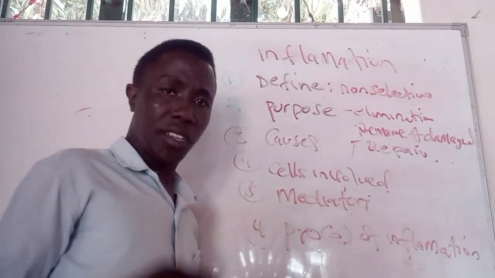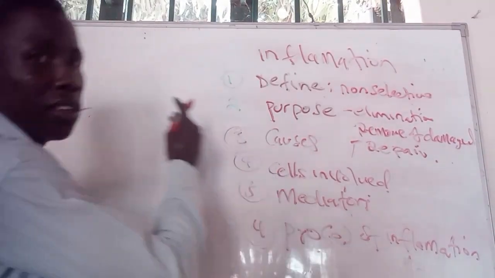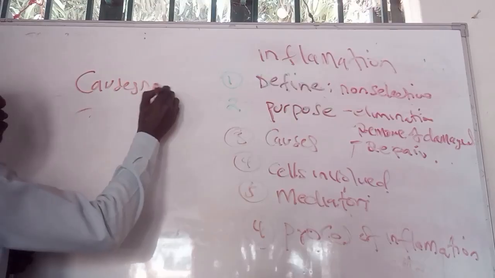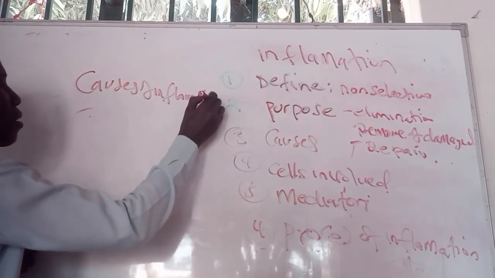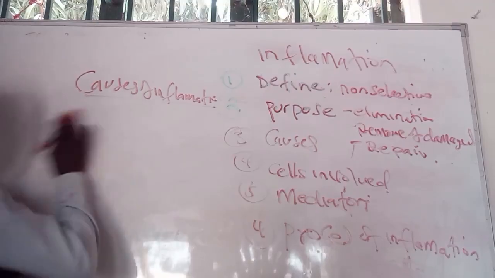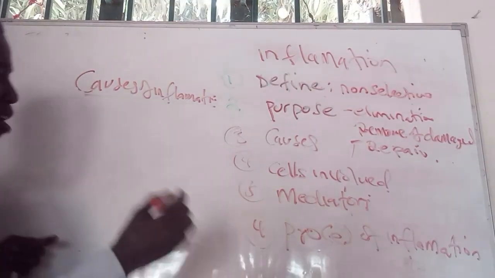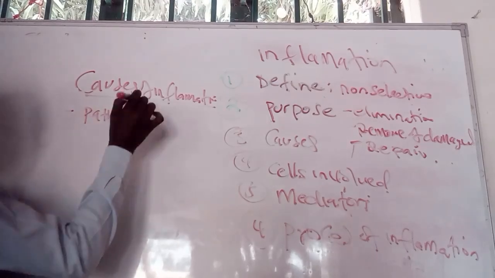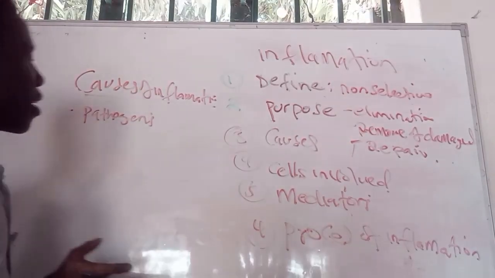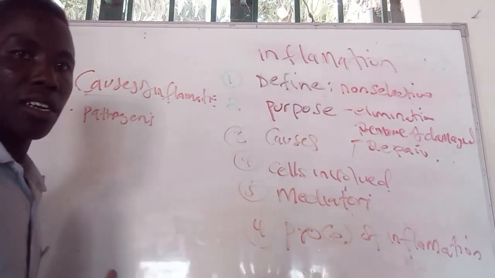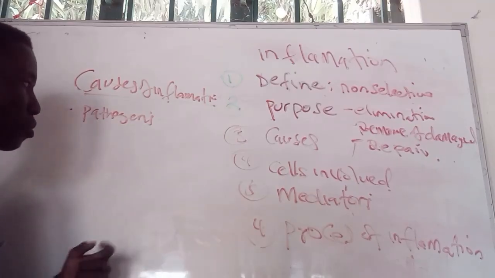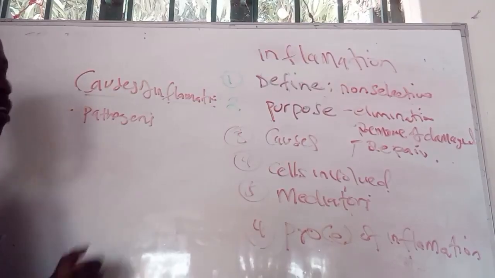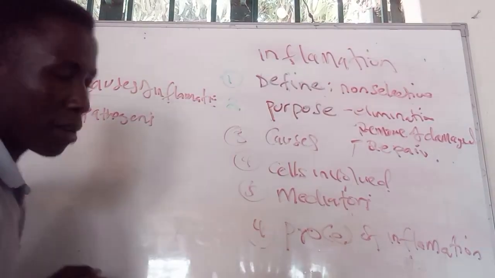Now, we're looking at the causes of inflammation. Inflammation can be caused by presence of pathogens. Pathogens here can be bacteria, viruses, parasites, and anything else that can trigger this. So, presence of pathogens is one of them.